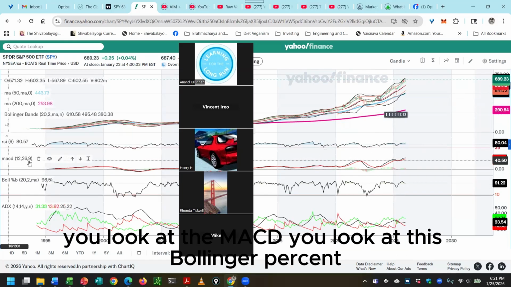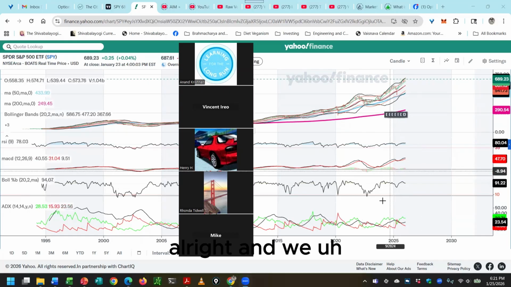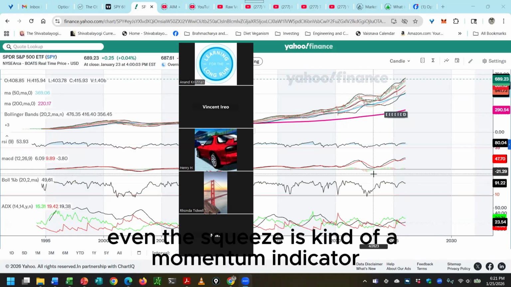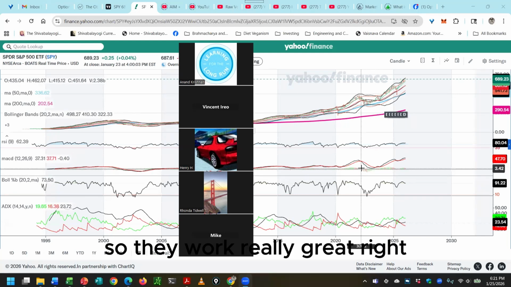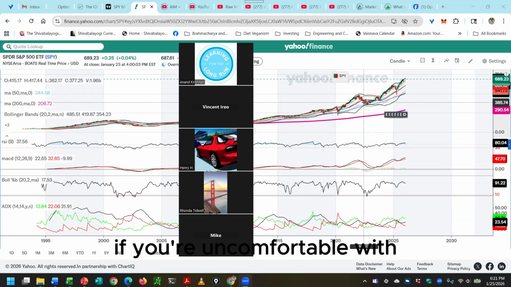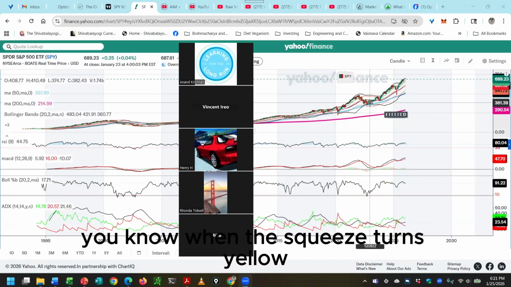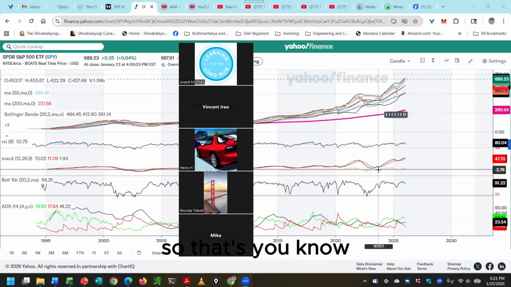If you look at the RSI, the MACD, and this Bollinger percent, momentum indicators such as the MACD, and even the squeeze, which is both a cyclical and a momentum indicator, work really great. Especially you can see the crossovers. If you're uncomfortable with buying at the low, or buying when the squeeze turns yellow, you could wait till the MACD crossover to confirm it. So that's there too.